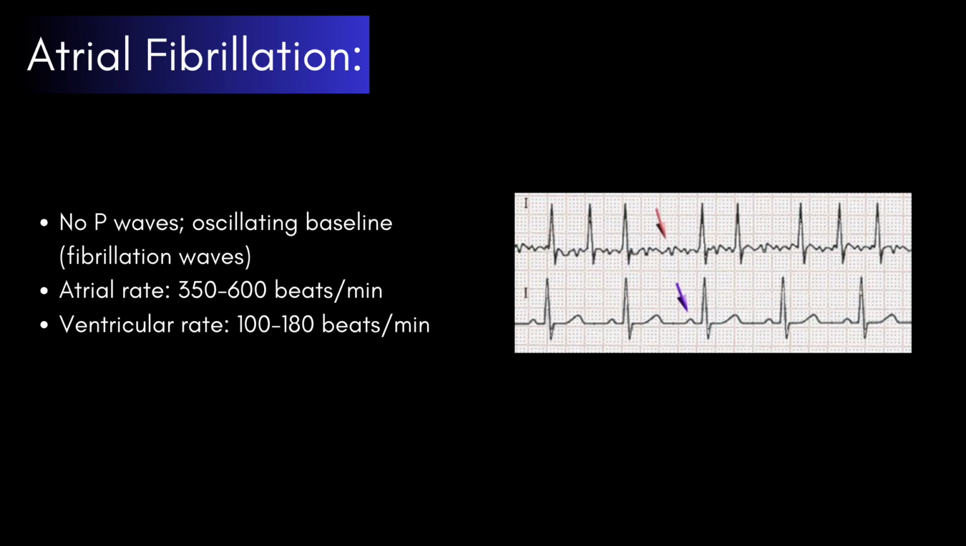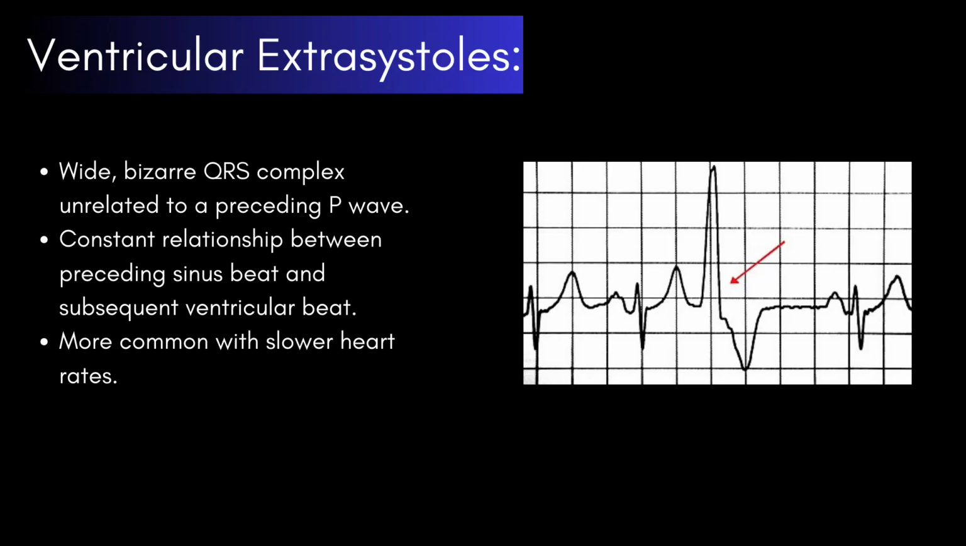Let's take a look at atrial fibrillation. No P waves, oscillating baseline, fibrillation waves. Atrial rate 350 to 600 beats per minute. Ventricular rate 100 to 180 beats per minute. Let's take a look at ventricular extrasystoles. Wide, bizarre QRS complex unrelated to a preceding P wave. Constant relationship between preceding sinus beat and subsequent ventricular beat. More common with slower heart rates.